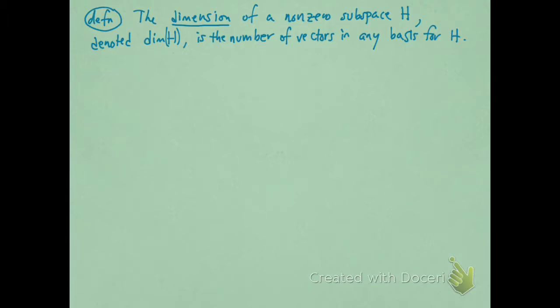And so notice this definition has buried within it a theoretical fact that we need to prove, namely the number of vectors in any basis for a space H doesn't depend on the choice of basis, right? So if you compute a basis and I compute a basis, the bases we compute might be different, but the number of vectors in them should be the same. And in fact, it is. The dimension of the zero space is by definition defined to be zero.